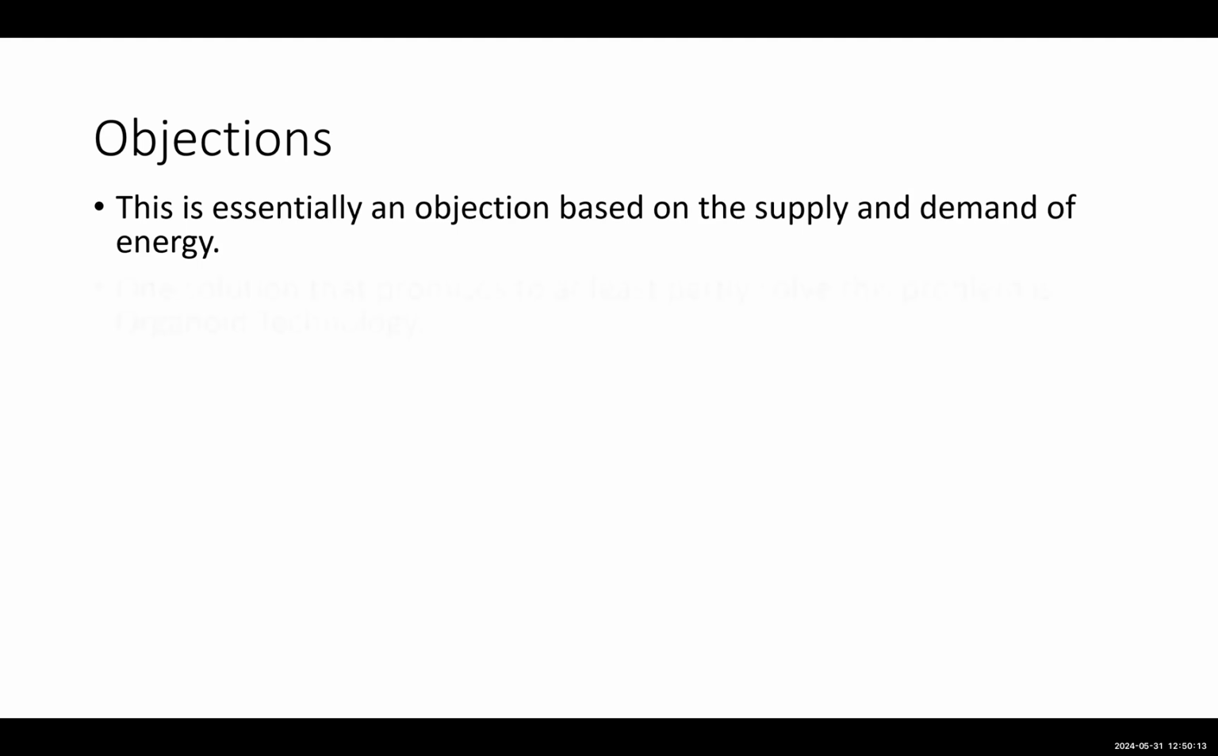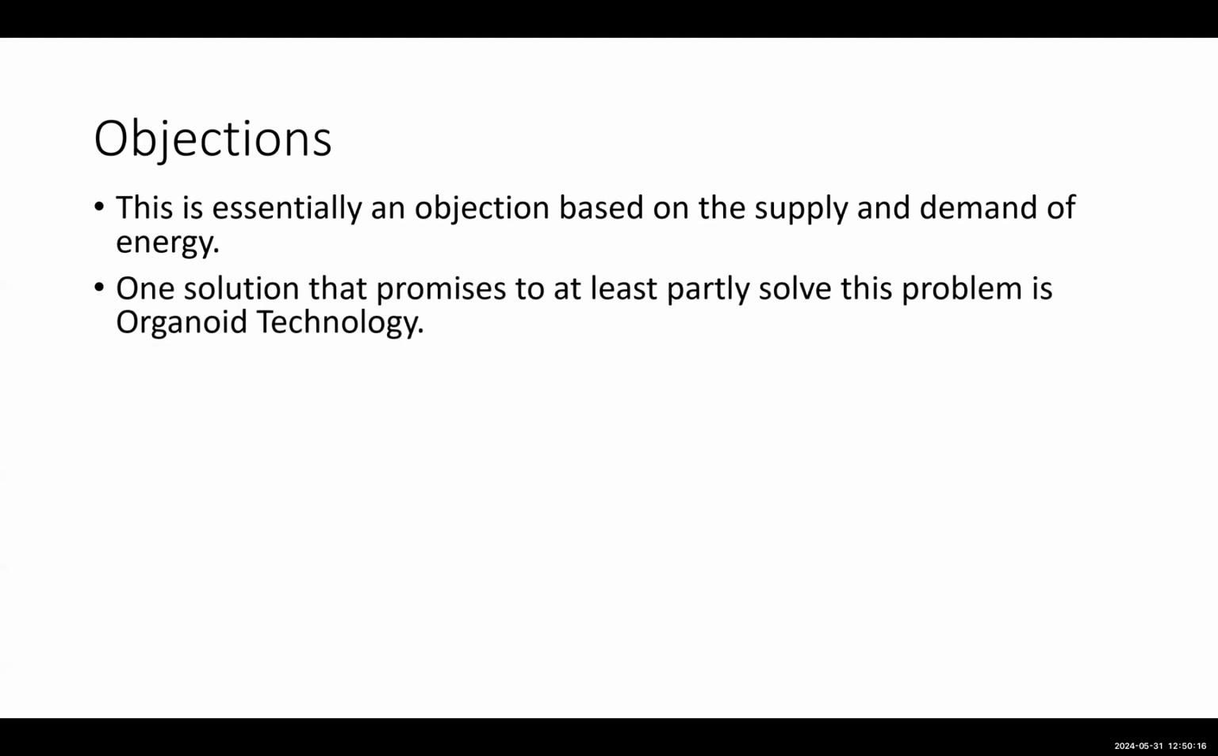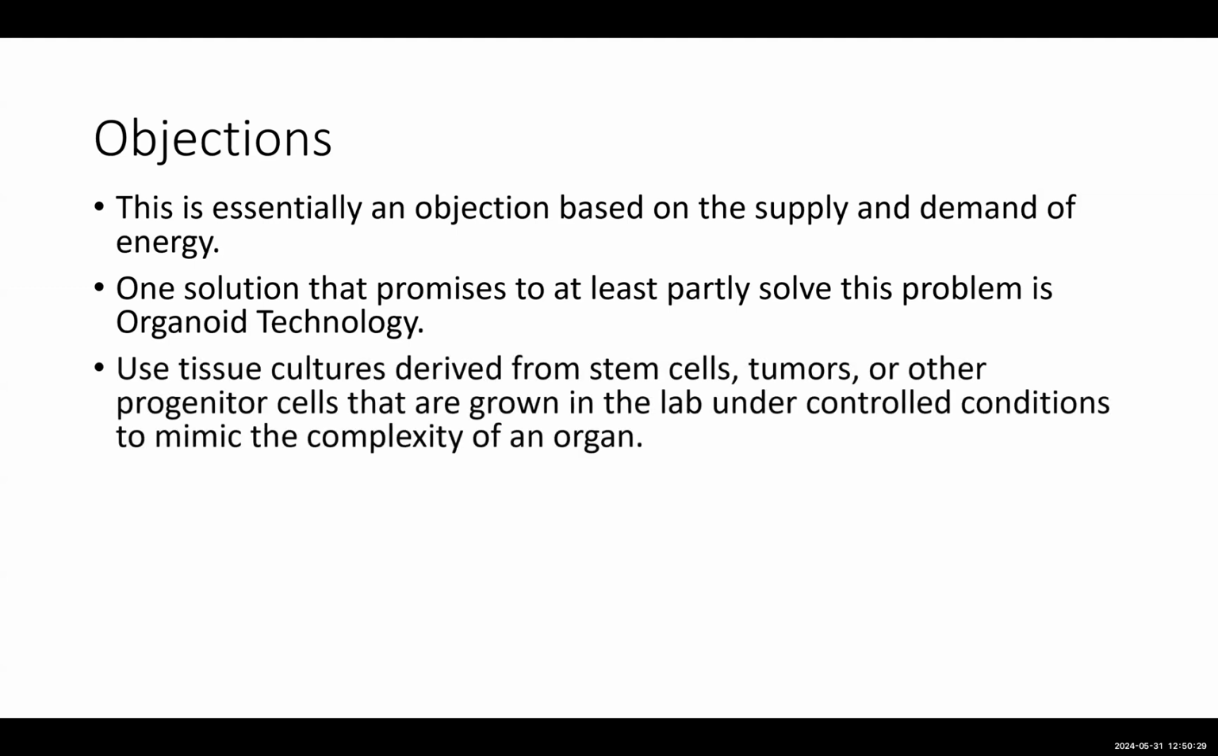Now, one solution, which is really a kind of interesting take on the issue, promises to at least partly solve the problem via a new kind of technology, a new way of imagining the technology itself, what's called organoid technology. And this technology uses stem cells or other kinds of cells that are grown in a lab. Maybe they're neurons that are grown in a lab under very specific controlled conditions that are used to mimic the complexity of, say, the human brain.